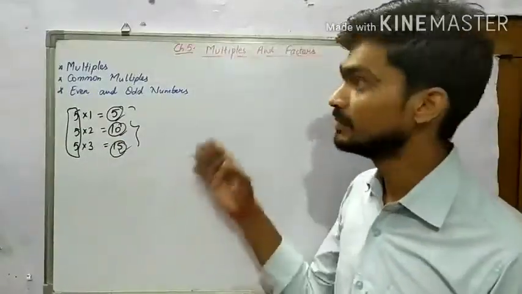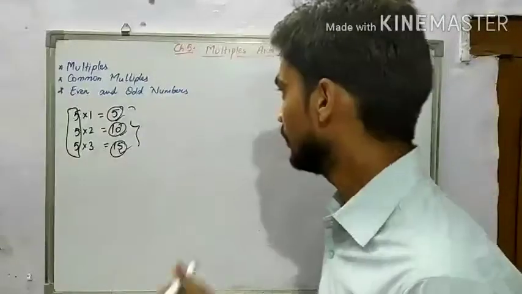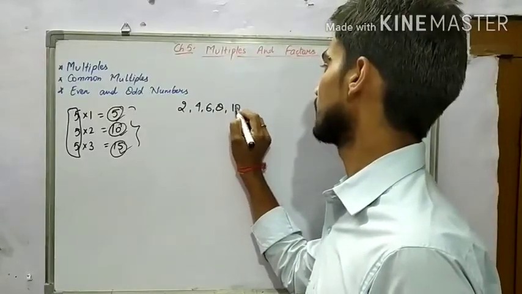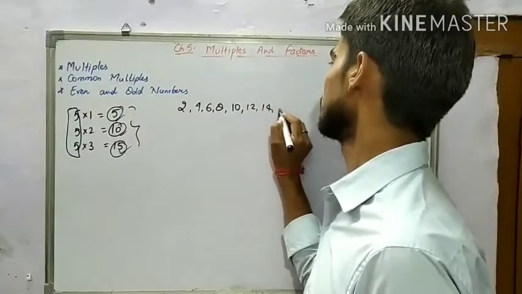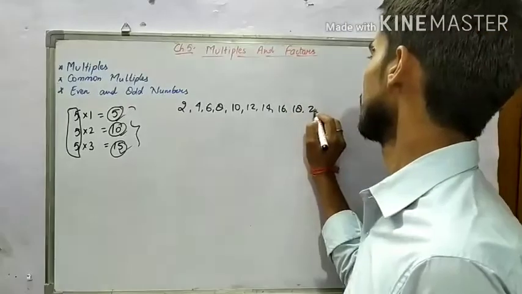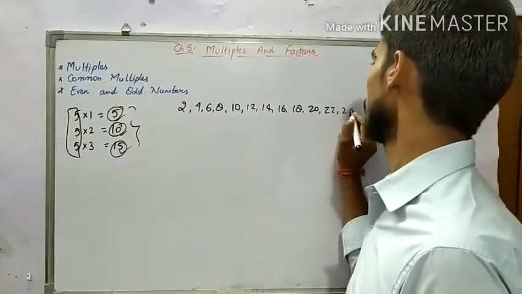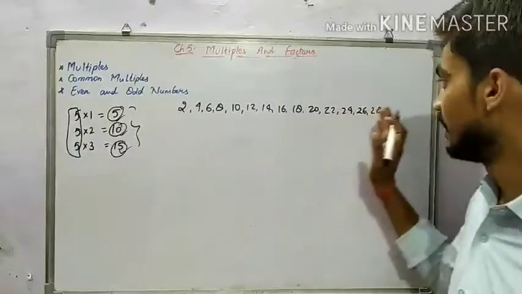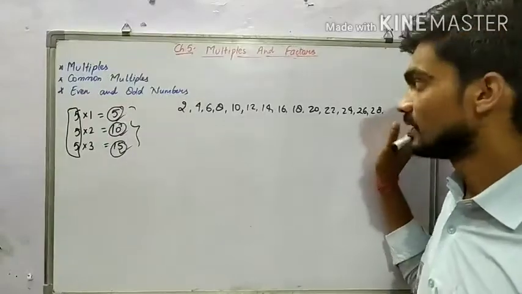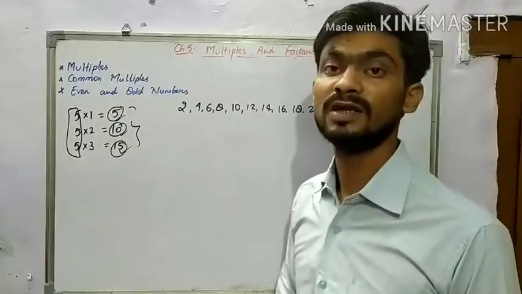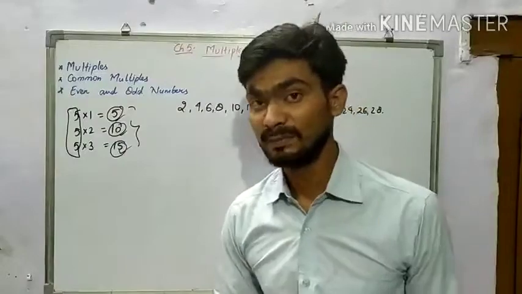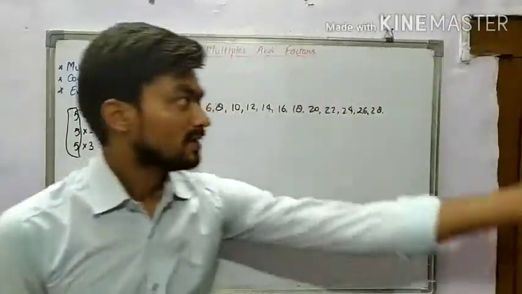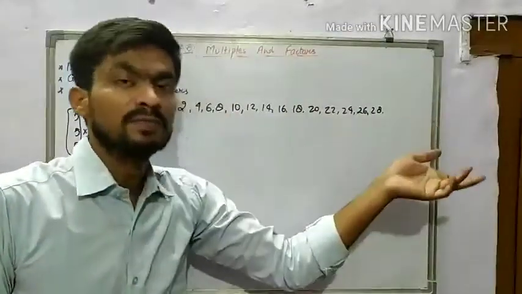Now you may be thinking of the table of 2. So what is the table of 2? I am writing 2, 4, 6, 8, 10, 12, 14, 16, 18, 20, 22, 24, 26, 28. Means till the last portion of the board I can write, but the multiples will never end. So multiples are the numbers which are obtained by multiplying the natural numbers to any number.